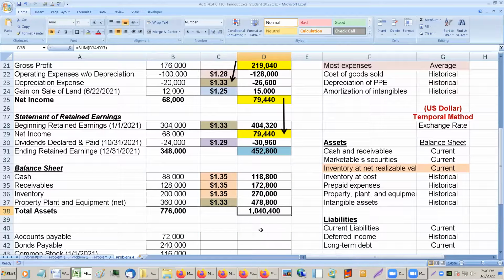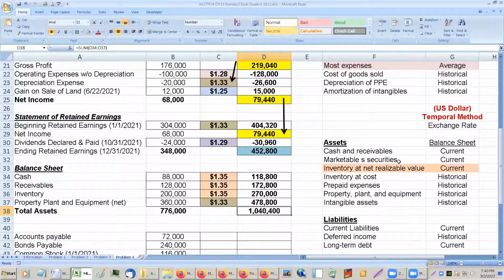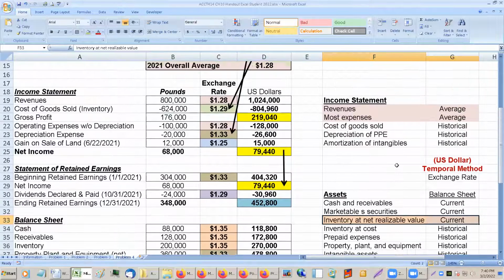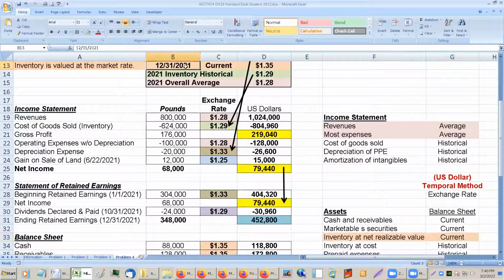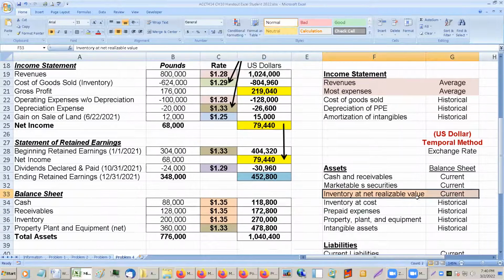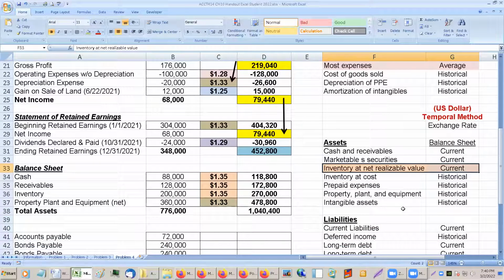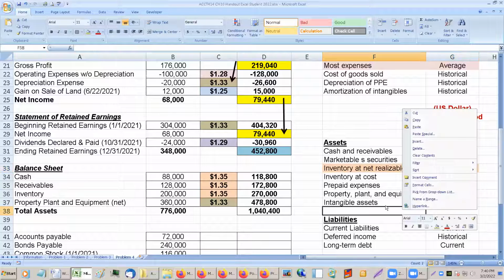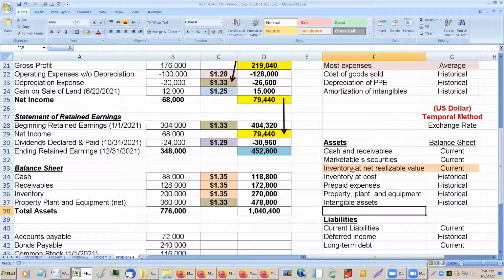All right, and again, it's very common to have this happen. The inventory at net realizable value will be at the end of the year. So you use the end of the year rate, the current rate at the end of the year, which is 12/31, because you valued it at the end of the year. You use the same rate to match it. And again, with international standards, that's virtually always the case.